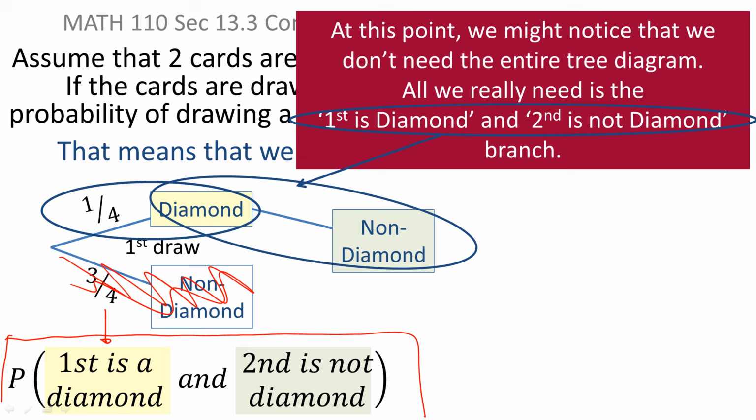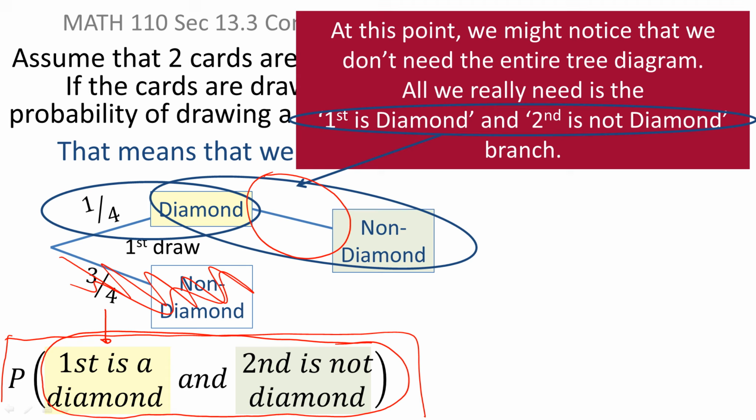So even though you could draw the whole tree, we're only interested in the branch that has the diamond first and the non-diamond second. So why draw the whole tree when I'm only interested in that single branch? That's my point. You could draw the whole tree, but we don't really need it. Well, once you see that, our next job is to figure out what the probability on that last branch is.